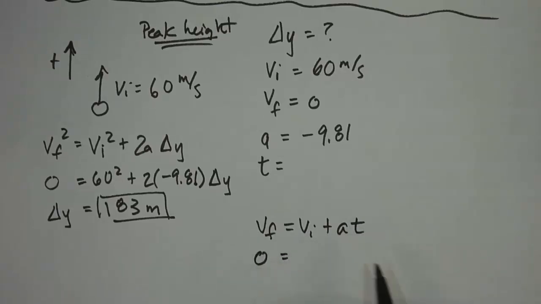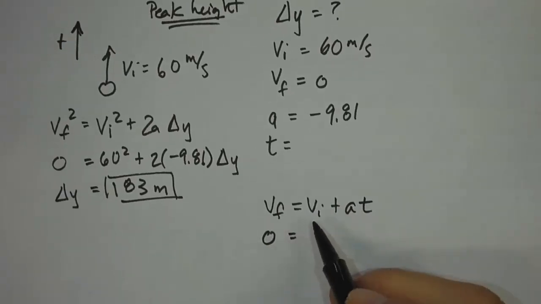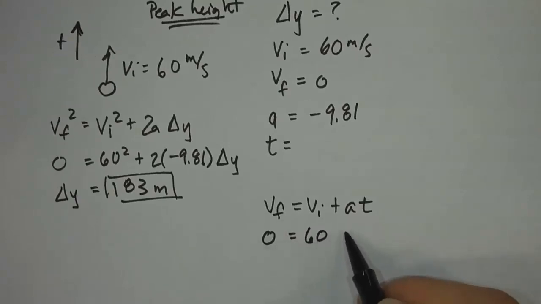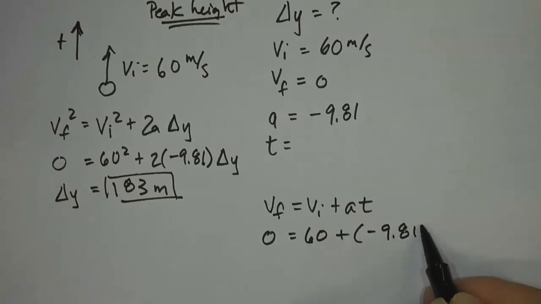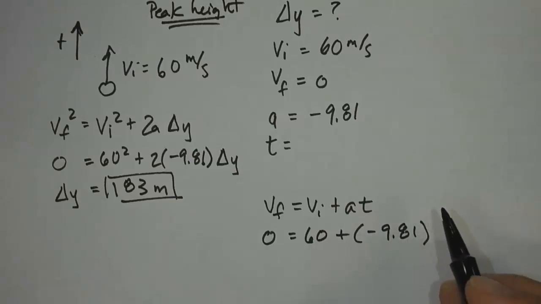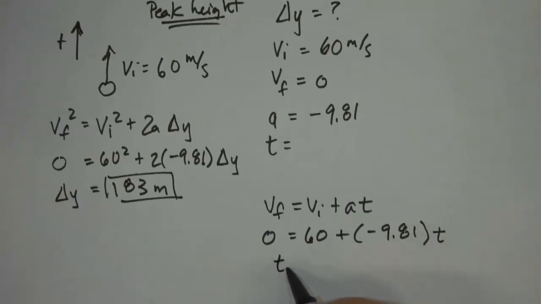Final is 0. At the peak height, the velocity is 0. Initial velocity is 60. Acceleration is negative 9.81, negative because we made up positive. Acceleration due to gravity is down. Times t, and t, we get 6.12 seconds. Okay, so this is going to be the time to reach the height.